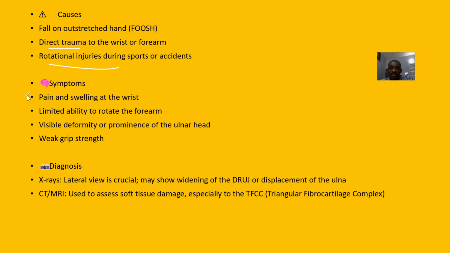So symptoms are pain and swelling at the wrist, limited ability to rotate the forearm, a visible deformity or prominence of the ulnar head. Then when the person tries to grab something, the grip is very weak. Okay. Then diagnosis is X-ray, CT scans.